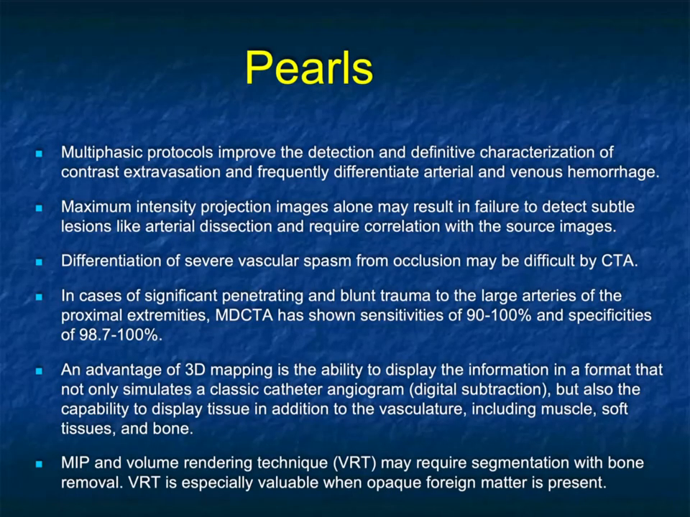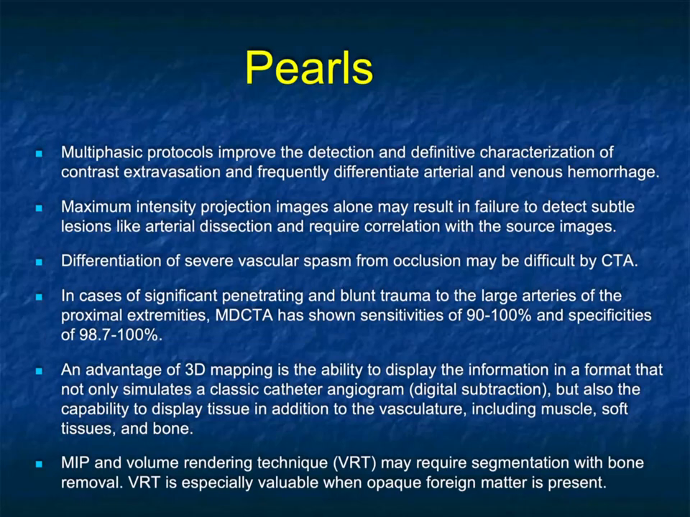So some of the pearls: multiphasic protocols improve the detection and definition of contrast extravasation and differentiate between arterial and venous hemorrhage. Sometimes you need to get that dual phase if you want to exclude venous injury. MIP imaging alone may result in failure to detect subtle lesions like arterial dissection. We never only do MIP imaging, we always do volume rendering and multiplanar. Spasm versus occlusion can be very difficult.